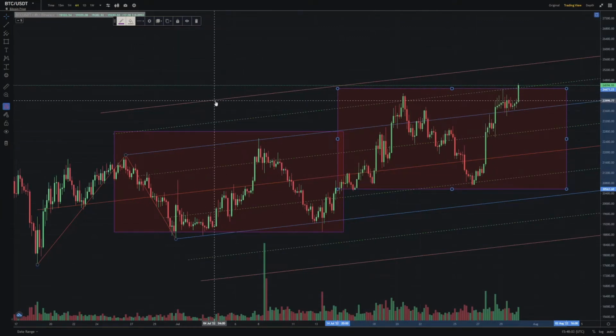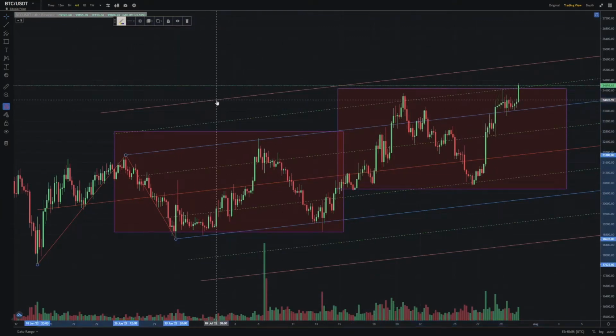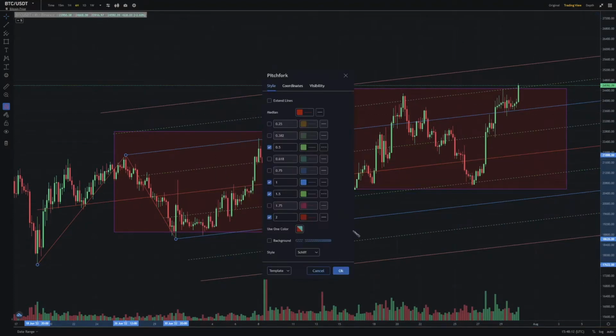Before I move on, how did I set up this type of Pitchfork? You can go here, settings, and then you can just copy how I set it up. This will give you a much cleaner look on the Pitchfork. So you can pause here and then we can move on.